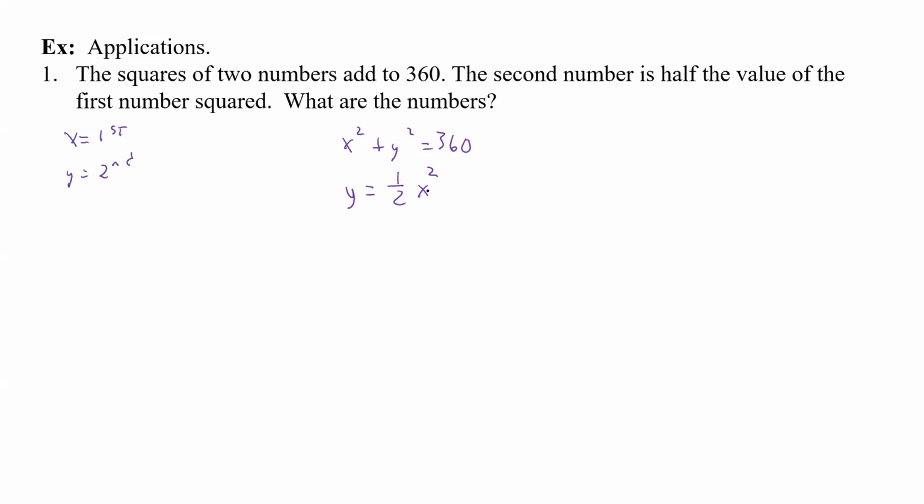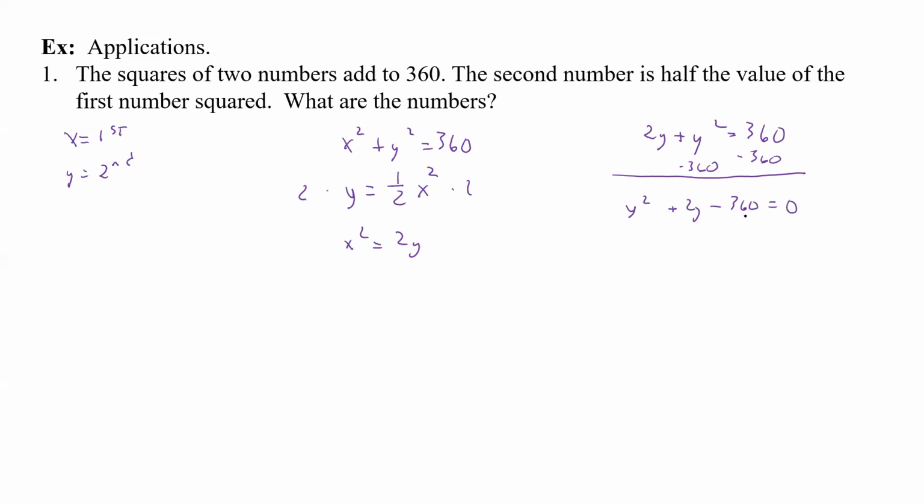I think what I can do is solve this for x squared, and I can plug it in here. So x squared equals 2y, because I'm going to multiply both sides by 2. Then I can substitute, and I get 2y plus y squared equals 360. Now I've got an equation, so I'm going to subtract 360 from both sides and factor. So I get y squared plus 2y minus 360 equals 0.